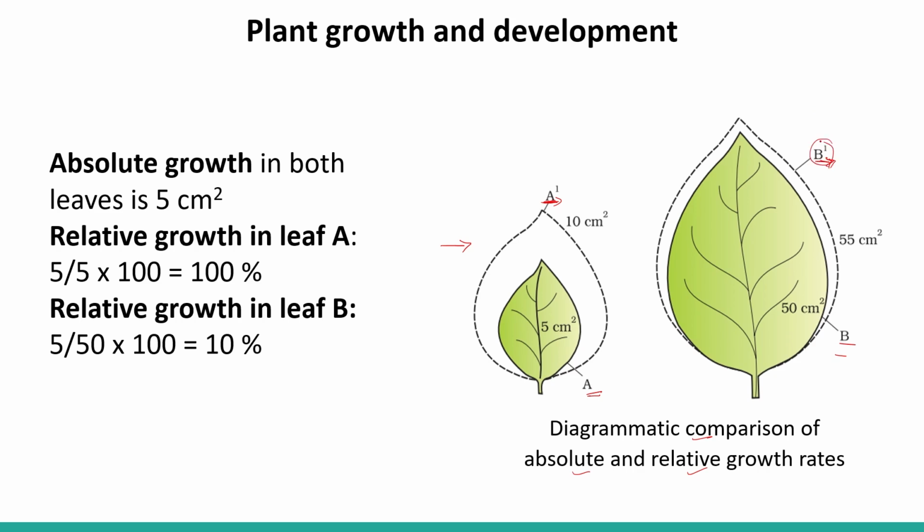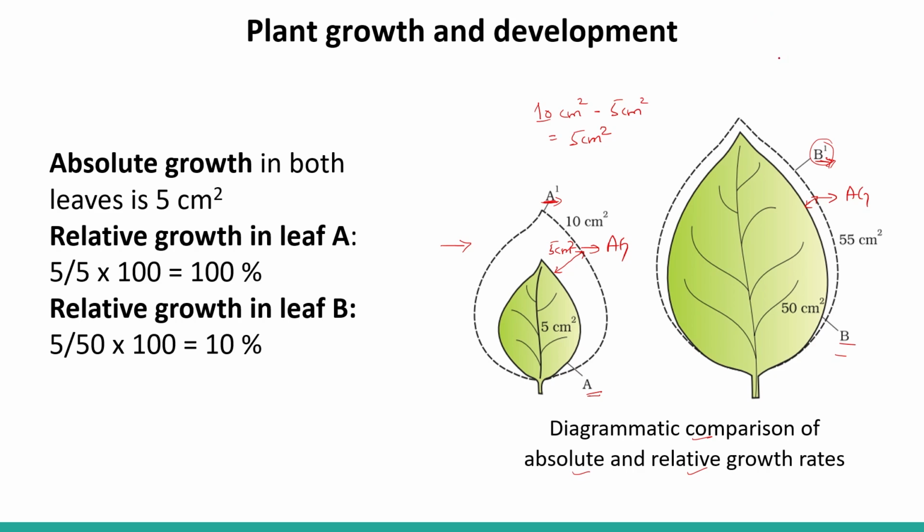So if we talk about the absolute growth rate, which is growth per unit time, here it is 5 centimeter, final was 10 centimeter square minus 5 centimeter square, which is 5 centimeter square. So this is 5 centimeter square, which is the absolute growth. Again, if we talk about the leaf B, which grows from B to B1, here this is the absolute growth.